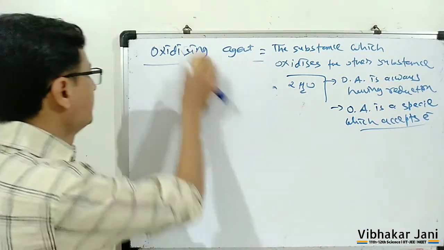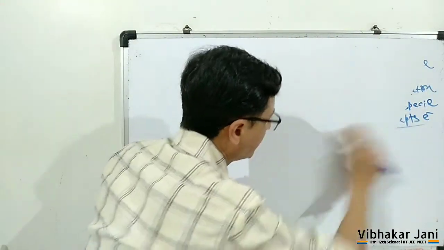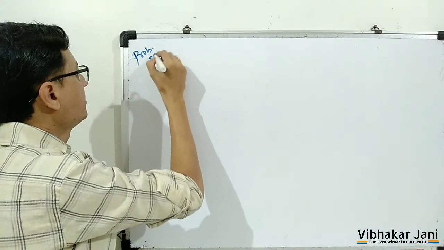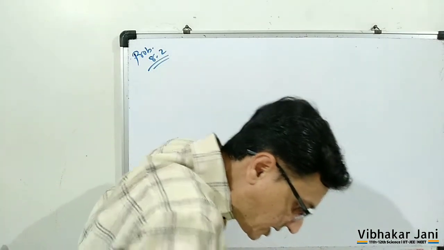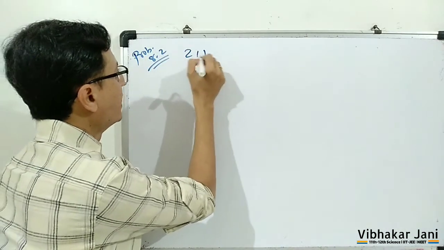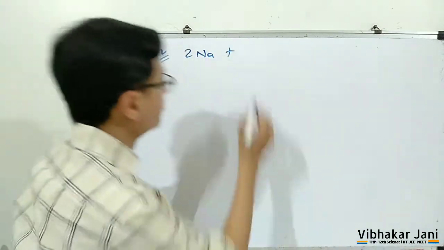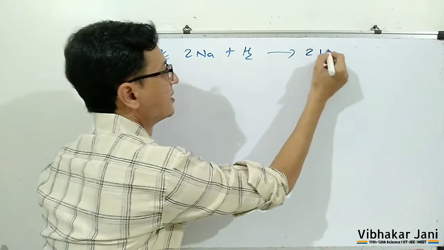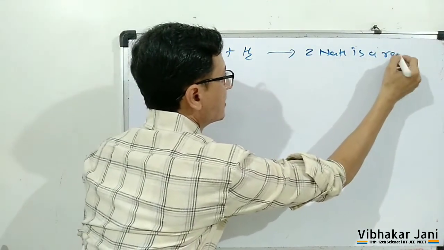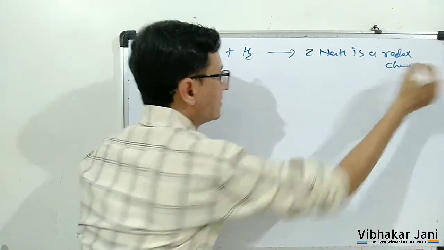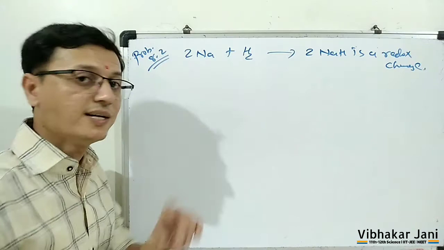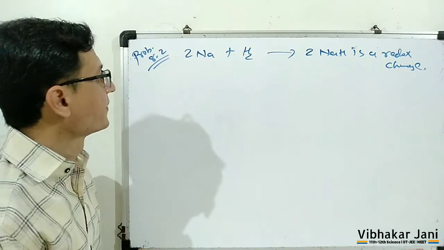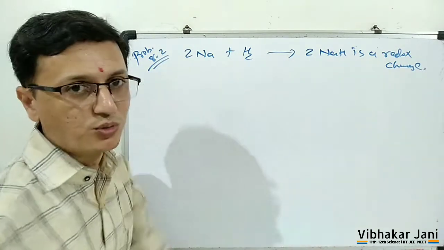Now let us solve the problem 8.2, which is given in our NCERT textbook. It is also a solved problem. Problem 8.2. The statement is justify that the reaction 2Na plus H2 gives 2NaH is a redox change. So we have already discussed about this reaction in our previous problem. But still, let us solve it one more time. 2Na plus H2 gives 2NaH.